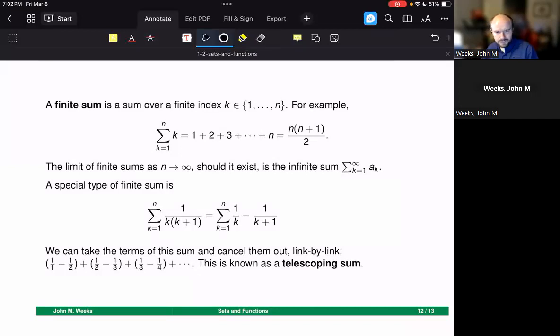A special type of finite sum is this one. You can see that this is the sum from k goes from 1 to n of 1 over k times k plus 1.